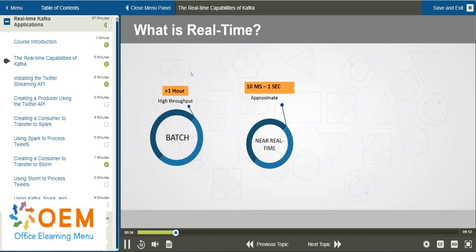Another definition is near real-time applications. Near real-time applications are usually what are referred to as real-time applications. These are applications that are almost real-time. Usually they have up to a second of delay.